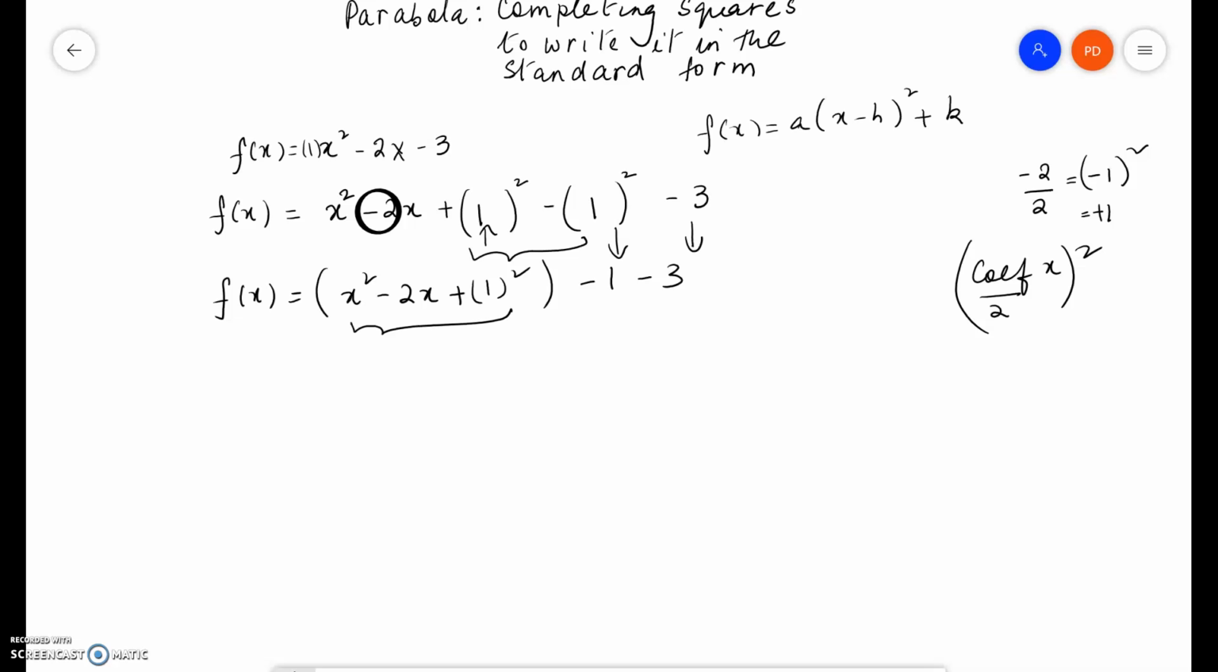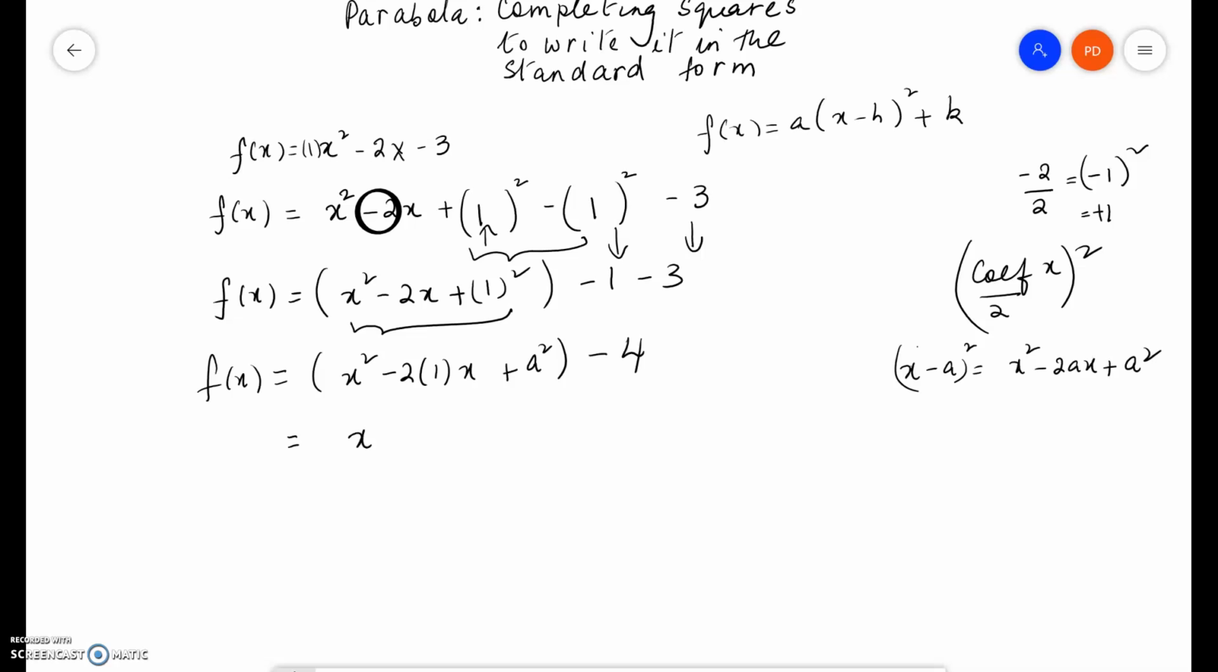Now these three together look like x minus a the whole squared is equal to x squared minus 2ax plus a squared. So that is x squared minus 2ax plus a squared minus 4. So this is equal to x squared. So that's equal to x minus a, so that is 1, the whole squared, minus 4. So that is f of x equal to x minus 1, the whole squared, minus 4.